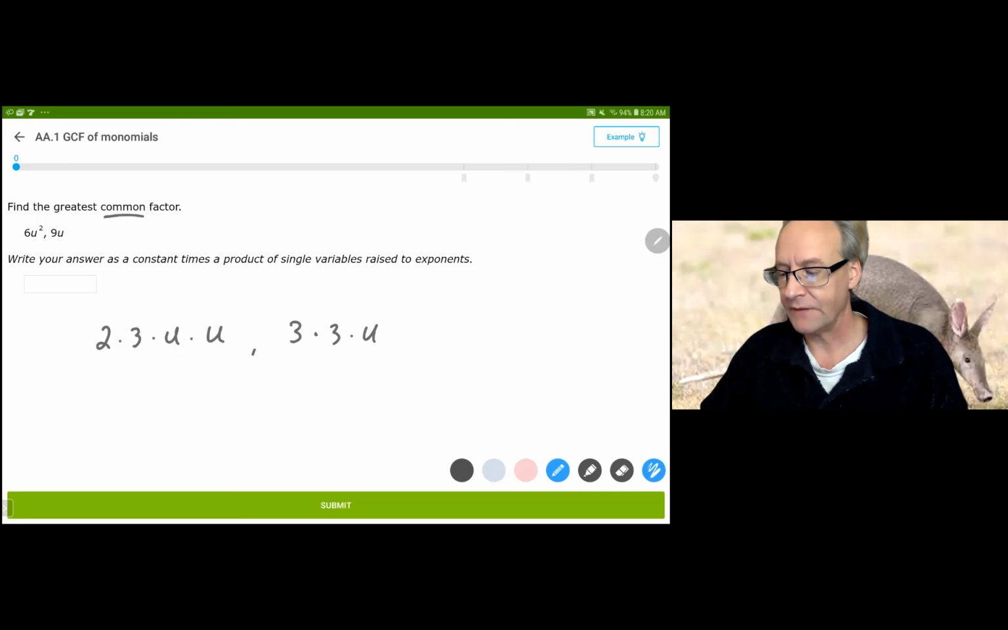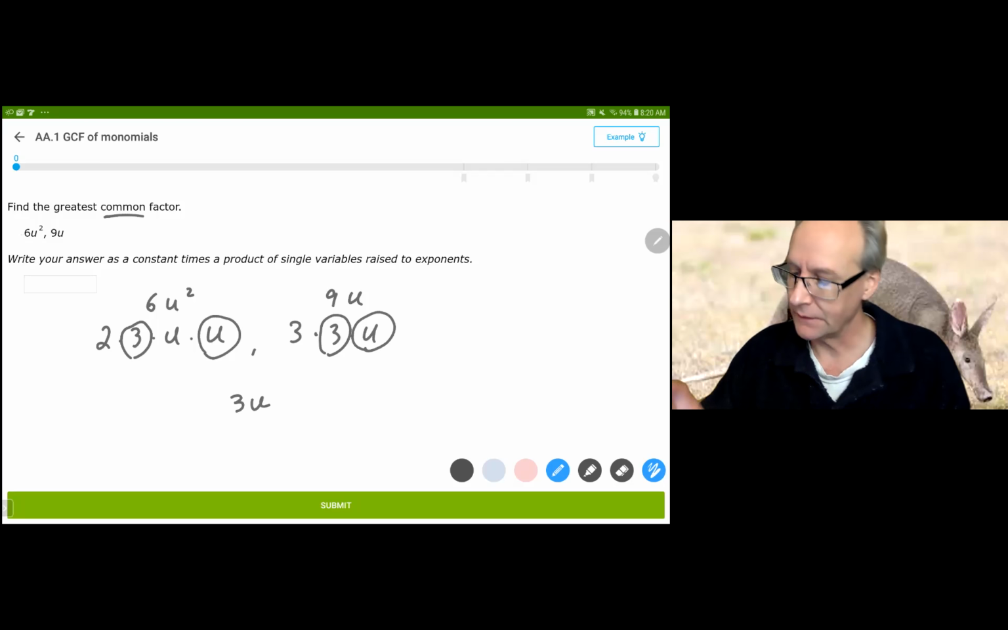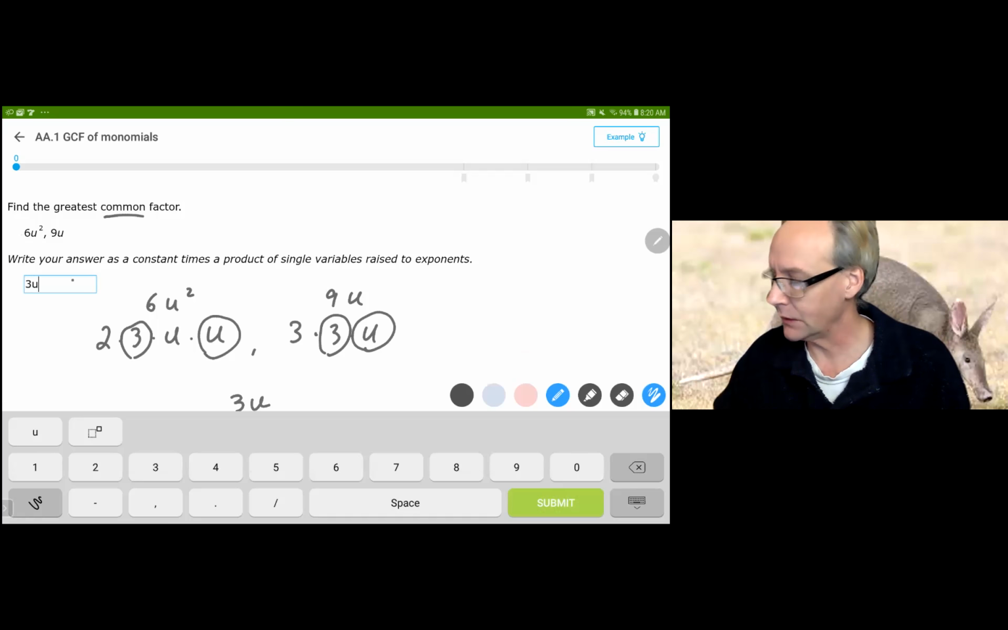Now what I've done is I've factored the 6u squared and I've factored the 9u. And what is common between both? Well, they both have a 3 and they both have a u. So 3u is the greatest common factor. One thing you want to do is practice this so that you can see that 3u will go into 9u and it will go into 6u squared evenly. There are no more common factors. So there it is. Hopefully you've seen this before and understand how that works.